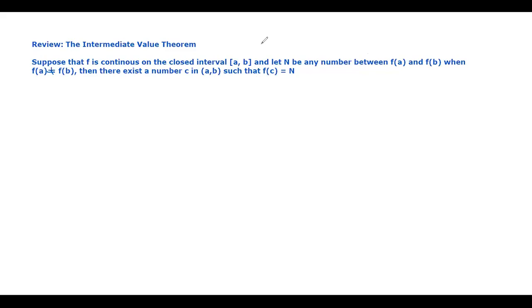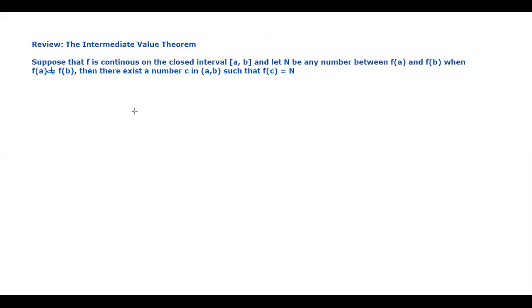Basically, it says: suppose that f of x is a continuous function on the closed interval a, b, and let n be any number between f of a and f of b, where f of a is not equal to f of b. Then there exists a number c in this interval a, b such that f of c equals n. You say, what does that mean? A lot of times when you put the math theorem in words, it's kind of difficult to understand.